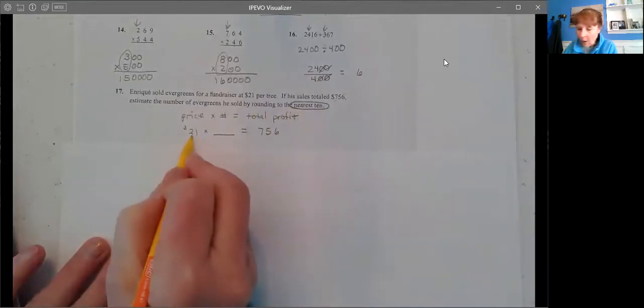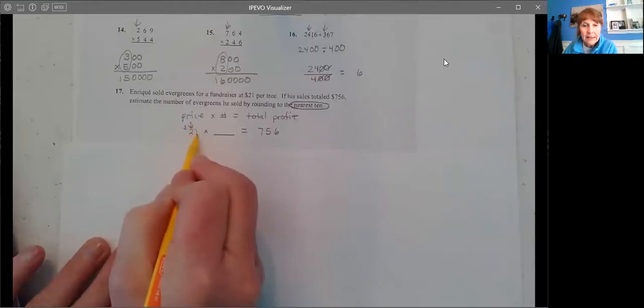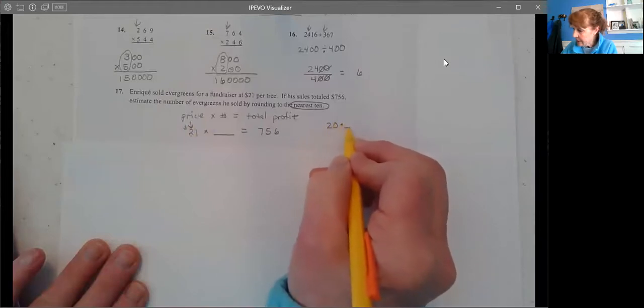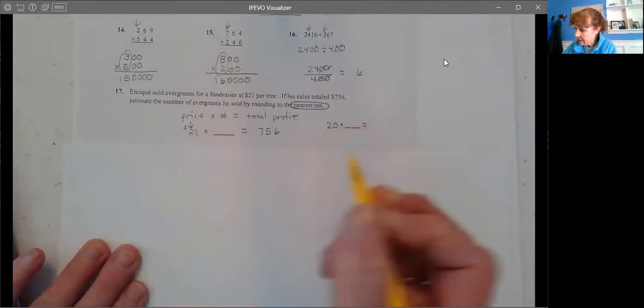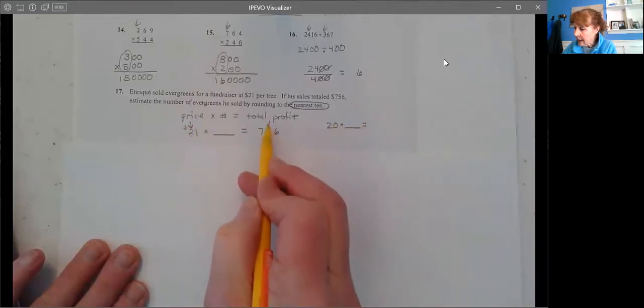We'll take our 21 and go to the 10 spot. We look to the right. It is less than 5, so we're going to leave that as 20, leave it as a 2, times some number. And let's go over here. We go to the 10 spot, which happens to be in the 5.